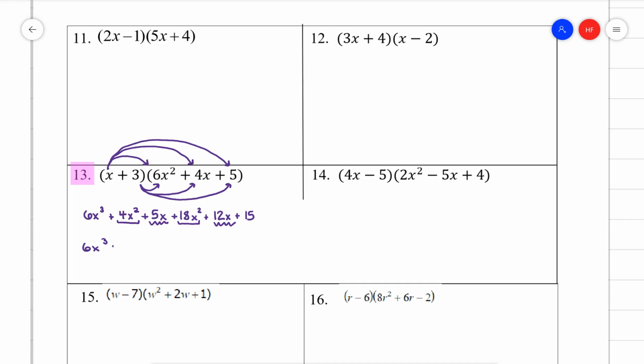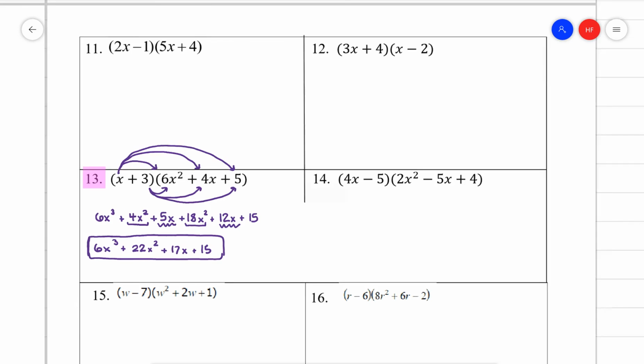6x cubed plus 4x squared plus 18x squared is 22x squared. 5x plus 12x, 17x, and then 15, nothing happens to it. So we're done there.